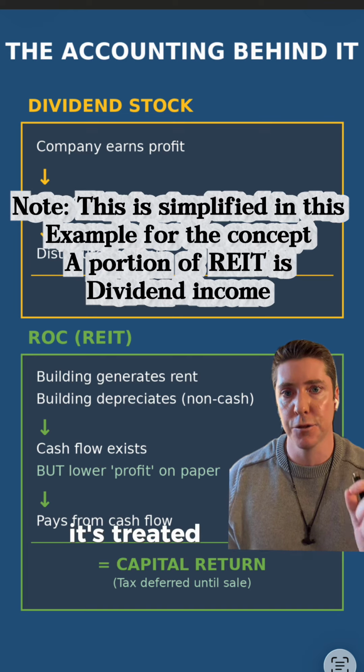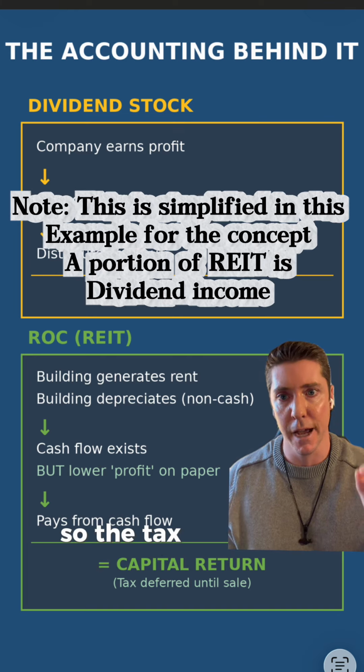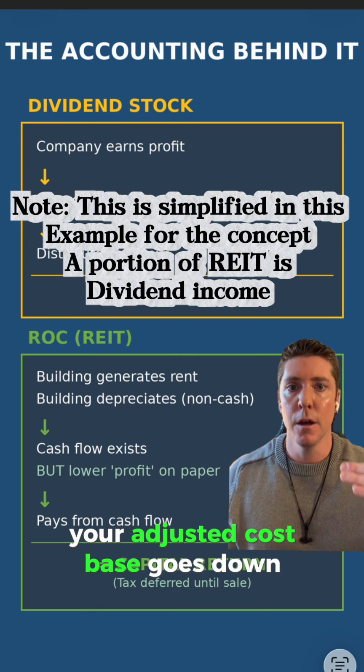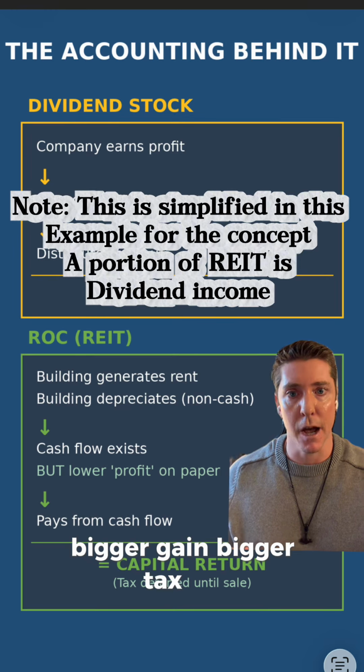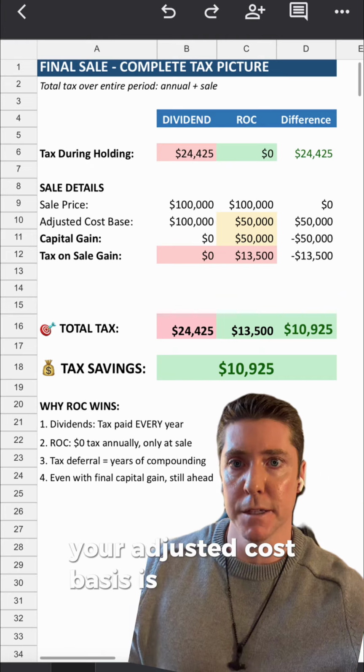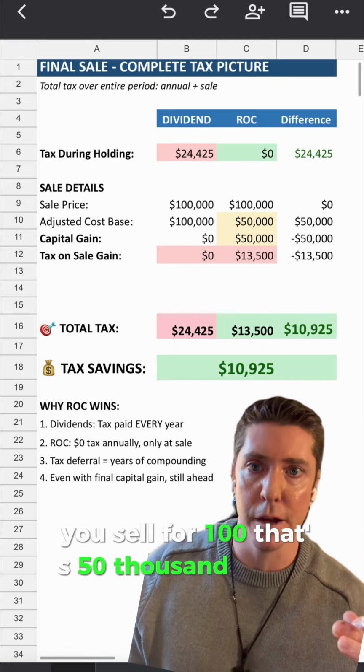For tax purposes, it's treated as your own capital coming back to you, so the tax shows up later as a larger capital gain. Your adjusted cost base goes down. When you sell, bigger gain, bigger tax bill. Back to the $100,000 example. After 10 years of ROC, your adjusted cost base is now $50,000. You sell for $100,000, that's a $50,000 capital gain.